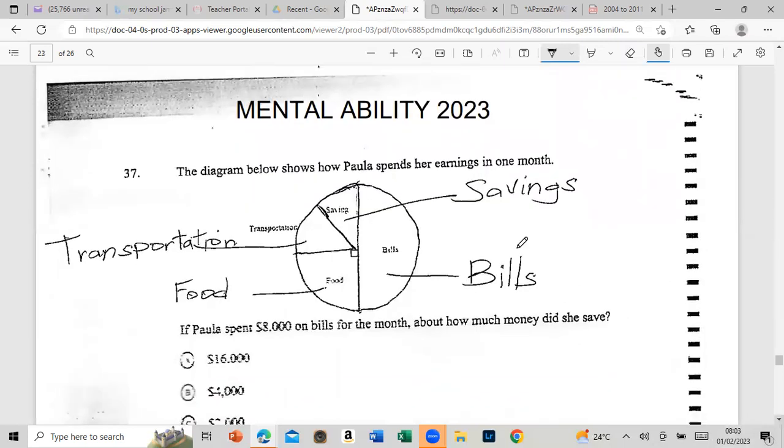37. The diagram below shows how Paul spent her earnings in 1 month. So you have transportation, savings, food, and your bills. So half of your money goes to bills.